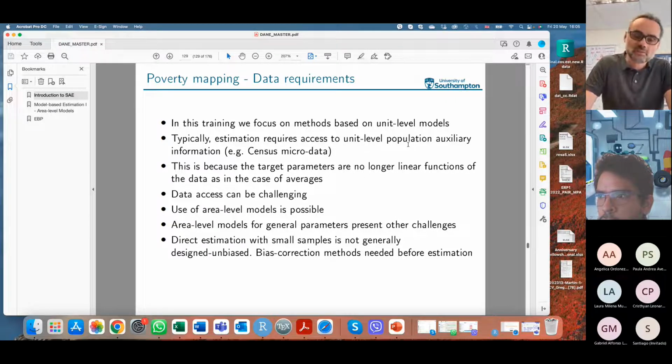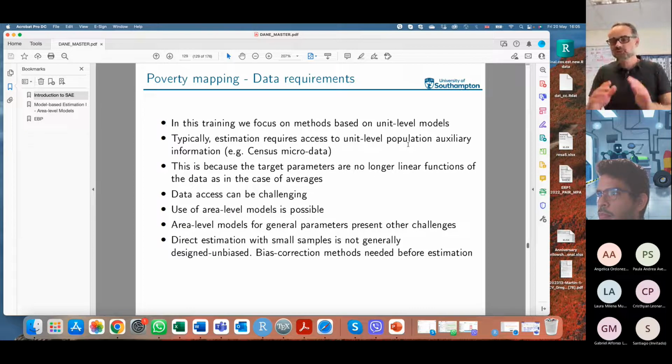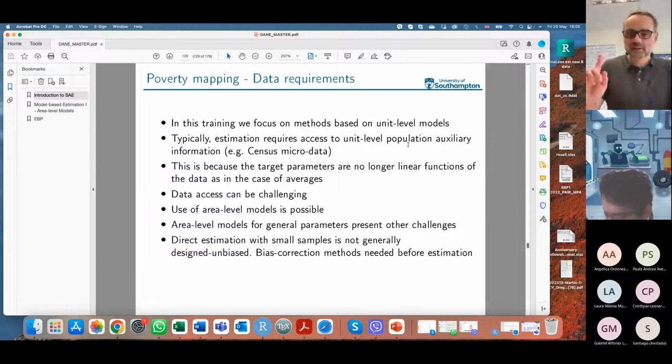And some of the methods that use area level models propose bias correction methods before going into fitting the Fay-Herriot model. But it is possible. The literature is out there, and it is possible, but you have to be careful with what you're modeling.